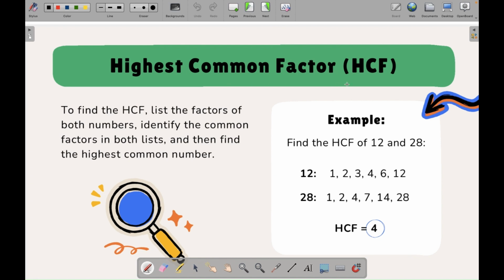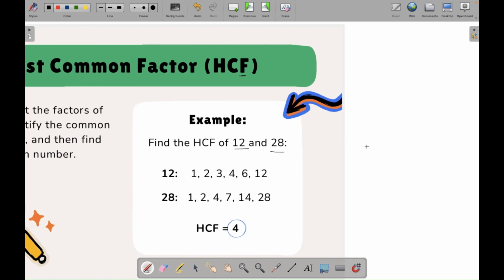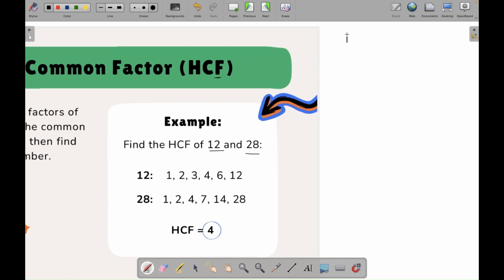Similarly, we have the highest common factor. So just like multiples, it applies the same concept. I have two numbers, 12 and 28. Right. So let us find the factors of 12 first. If I have to write the factors for 12, we'll use the conventional approach for now. So what do we need to do? We need to build factor pairs.